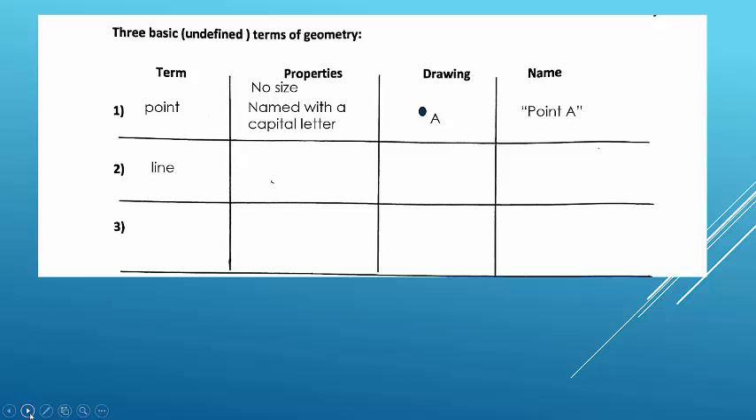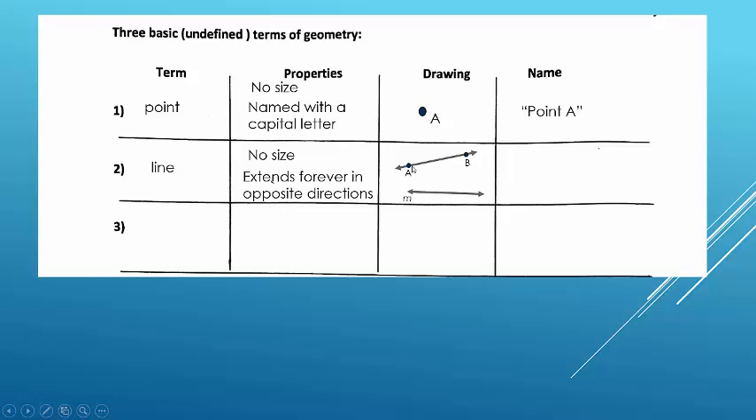The next term is line, and again, there's no definite size to a line, so it could be as thick or thin or as long or as short as you want it. And lines go on forever in opposite directions. So there's an example of two different lines.